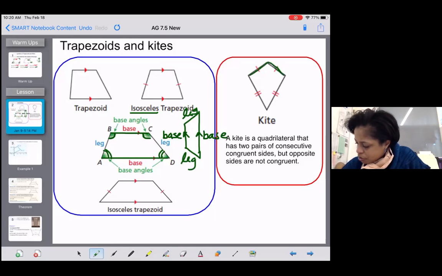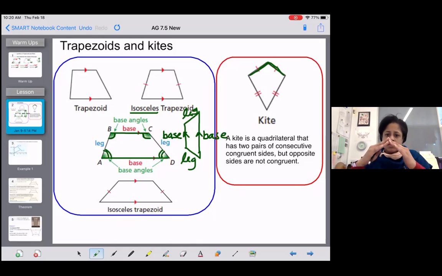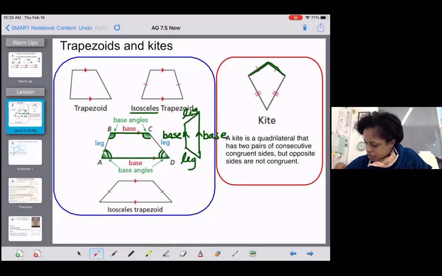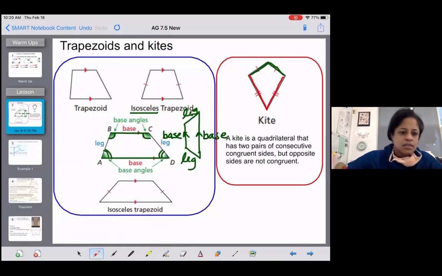All right, so those two sides are congruent. And then the other two sides are also congruent, but they're not all congruent to each other. So congruent, congruent, that's a kite.